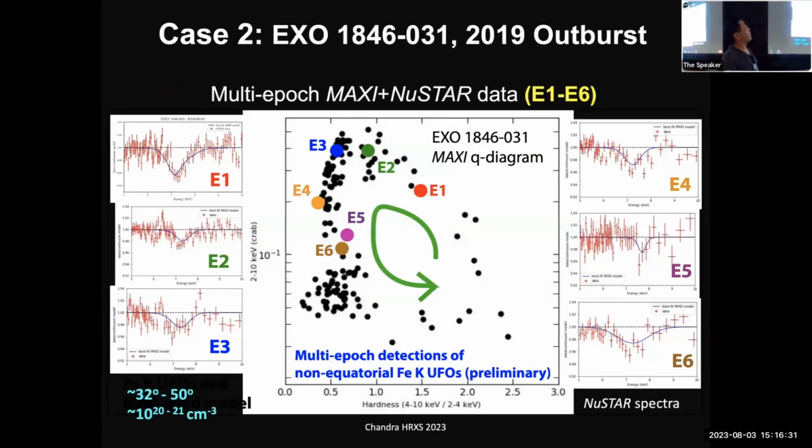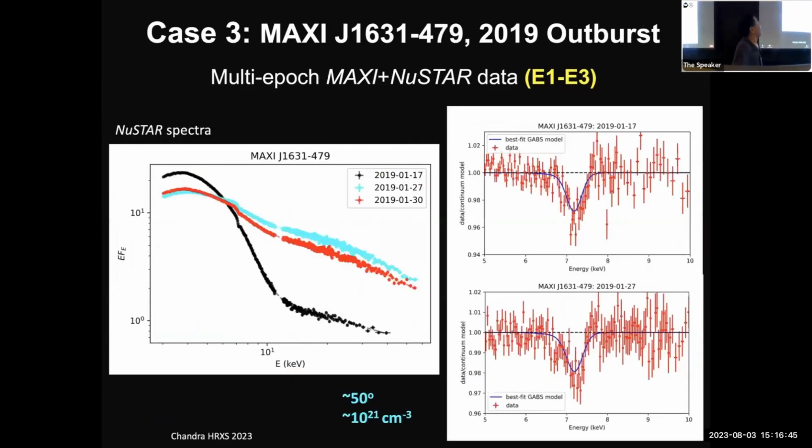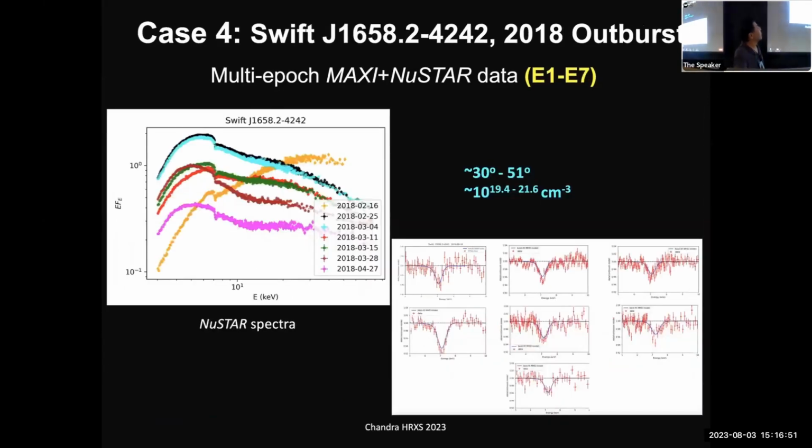This is EXO 1846. You can clearly see the robust absorption features at a large blueshift. We also saw a very strong reflection. So in the end, we get a low inclination, high disk density. Another MAXI source: relatively low inclination, high density disk. And this is the last source, Swift: again, low inclination, high density throughout multi-epoch observations.